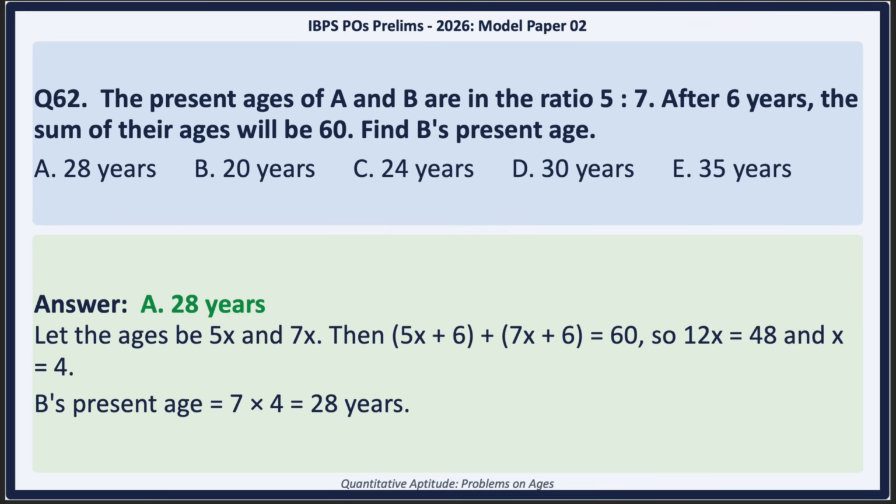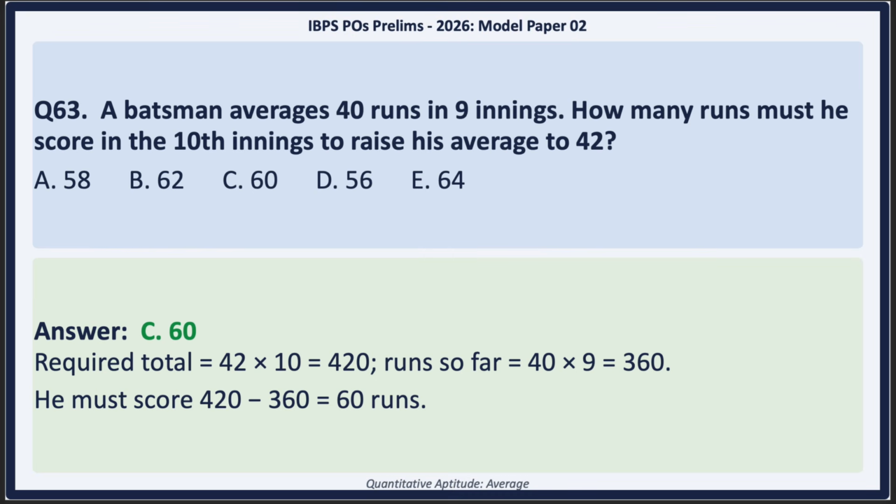We have 3 left. Question 63 is averages. Oh, wait, no, he averages 40 runs in 9 innings. How many runs must he score in his 10th innings to raise his average to 42?